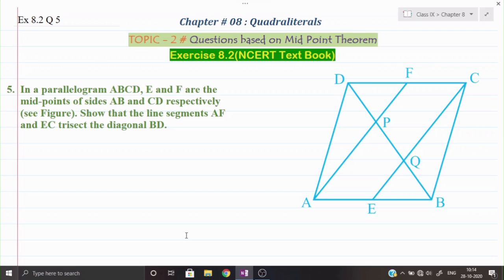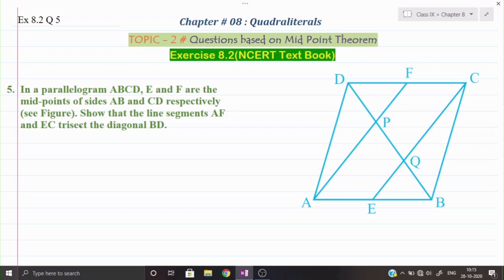In question number 5 we are given that in a parallelogram ABCD, E and F are the midpoints of sides AB and CD respectively. Show that the line segments AF and EC trisect the diagonal BD. First of all, you should understand the meaning of trisect. Trisect means three equal parts. Suppose I want to divide 9 into three equal parts, so one part will be 3. So we can say that 9 is trisected into three parts, and the value of one part is 3. Dividing a given thing into three equal parts is called trisecting. Similarly, bisect means two equal parts.